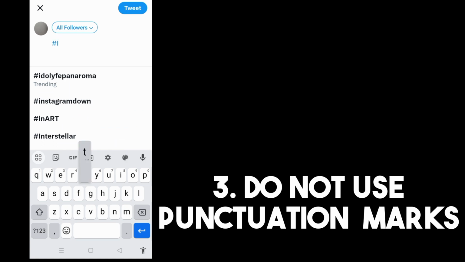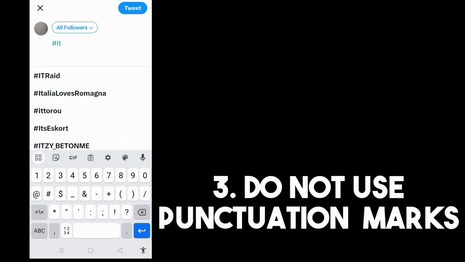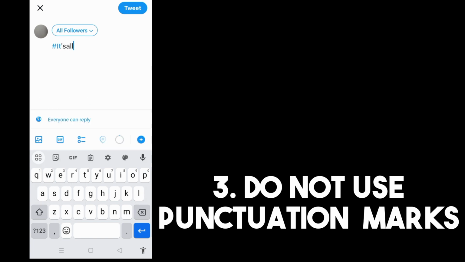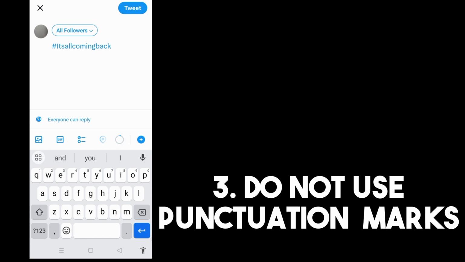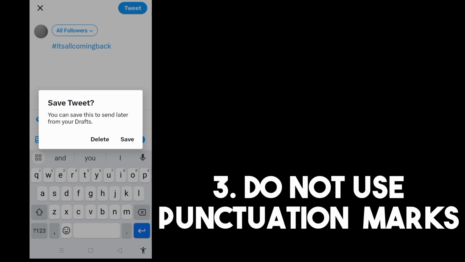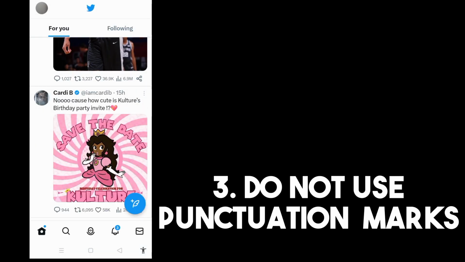Also, if you want to put a hashtag, let's just say it's "all coming back." Of course, the correct way in writing would have an apostrophe or some punctuation here, but you shouldn't put that. It should be continuous. No punctuation marks, no spaces.